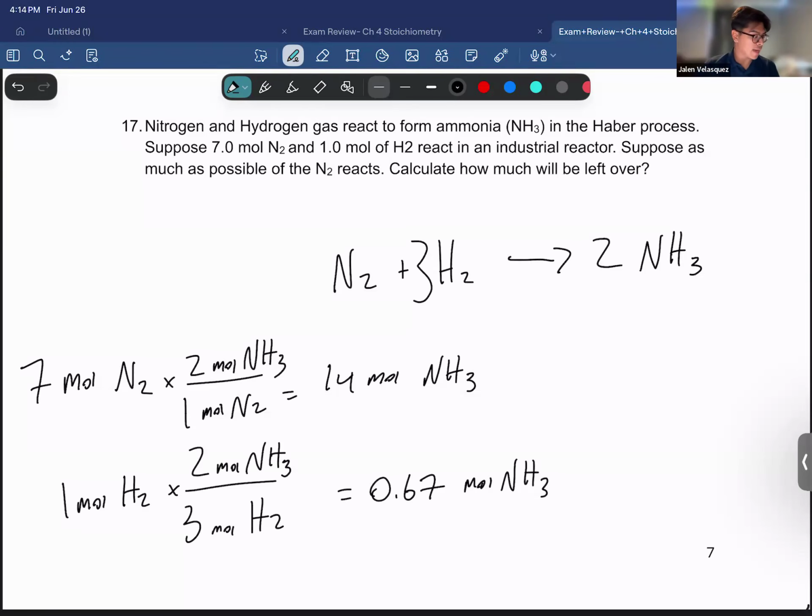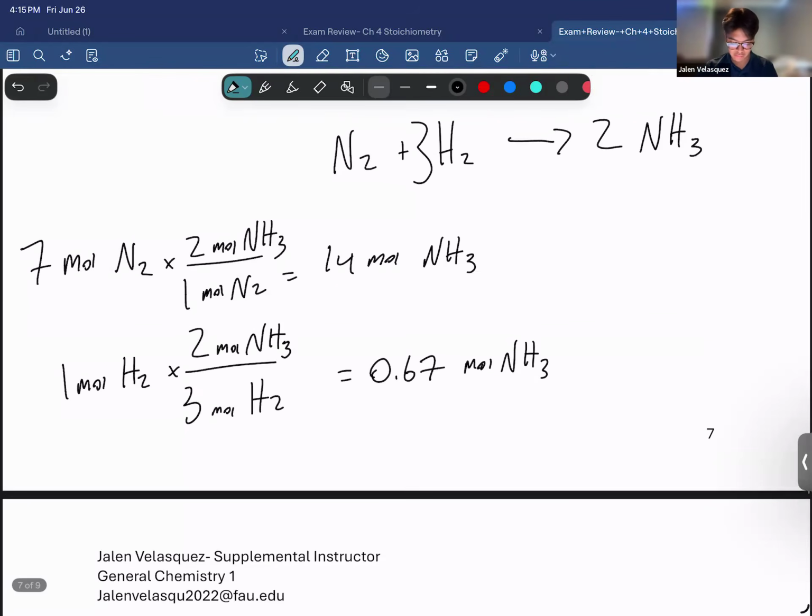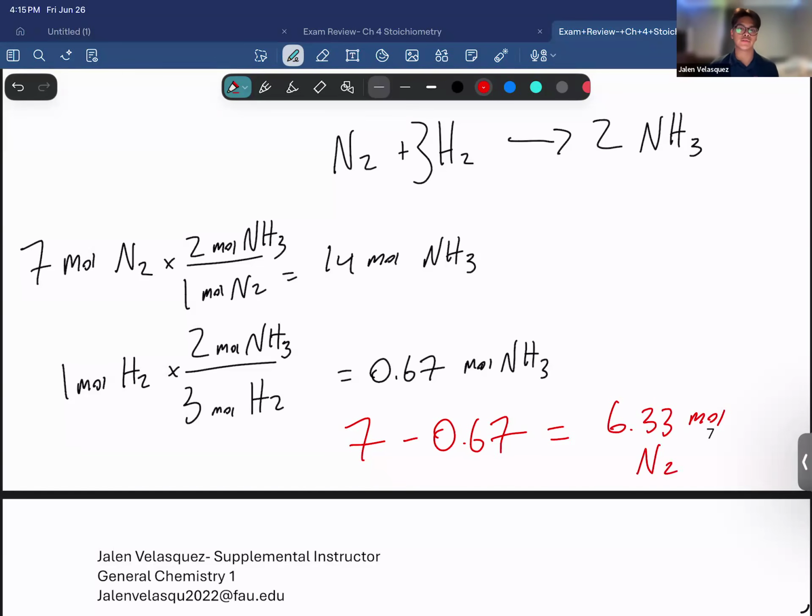And so this problem says that you have to suppose all of the nitrogen reacts, right? As much possible nitrogen reacts. So if we have 7 moles of nitrogen reacting, just subtract it by the limiting reactant, right? So you'll get that 6.33 moles of N2 are going to be left over in this reaction.